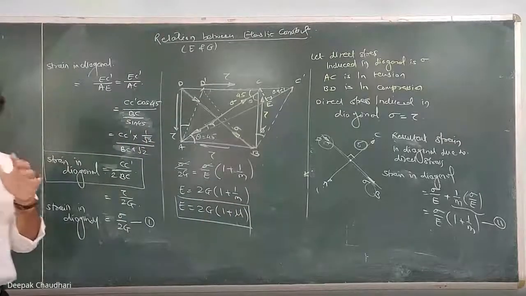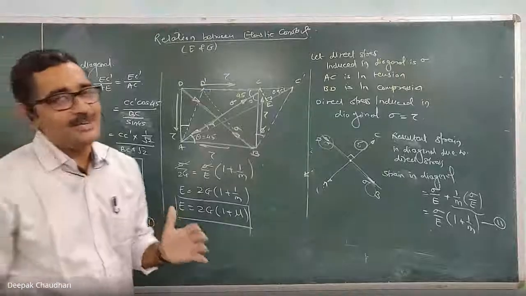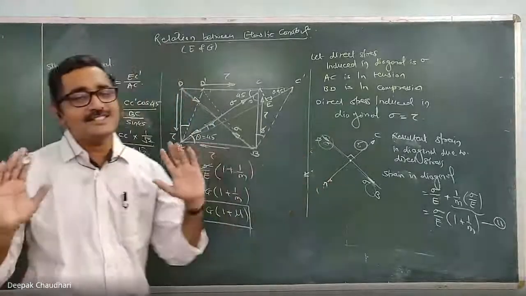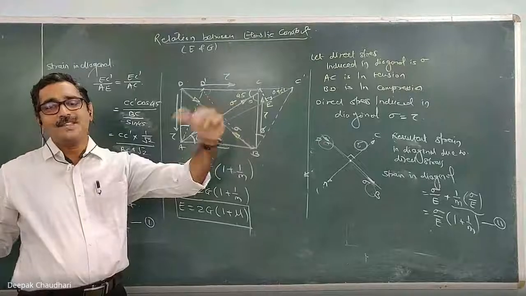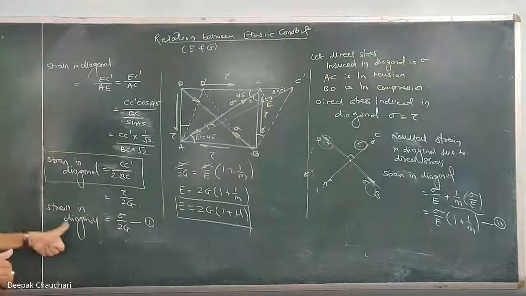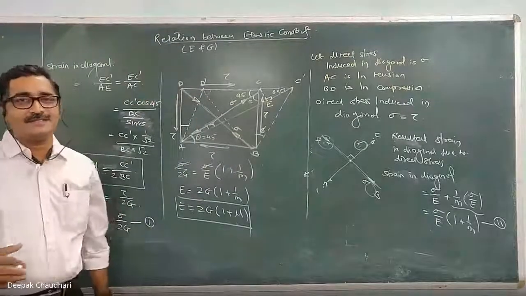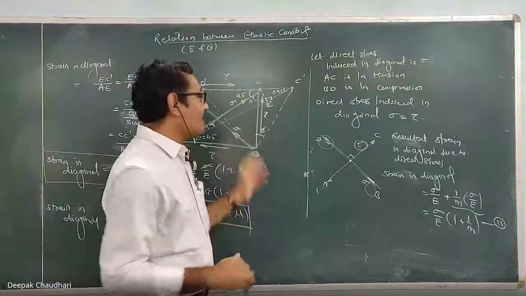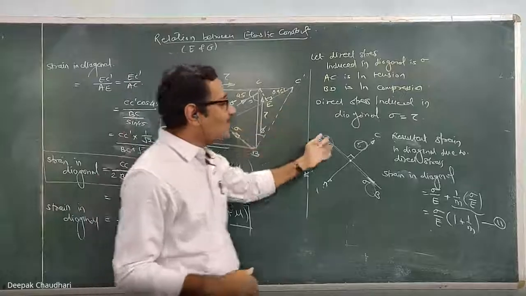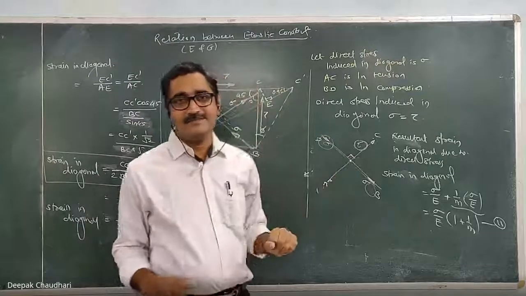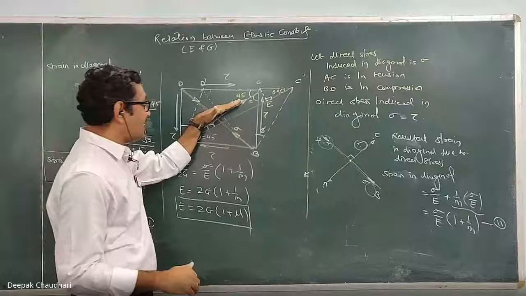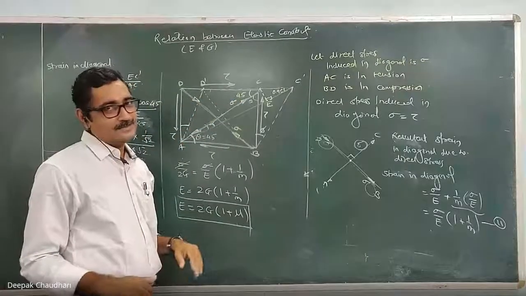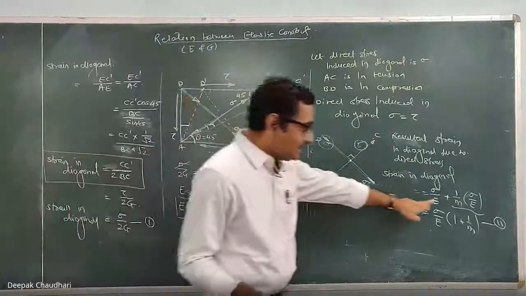Here you may feel that it is a little bit lengthy, but it is not lengthy. Here it is just divided into two parts. In the first part we have calculated the strain in the diagonal because of the shear stress. Then in the second part we have calculated the strain in the same diagonal because of this direct stress, but considering the effect of the stress along AC as well as BD. Okay, so we will get the resultant strain.